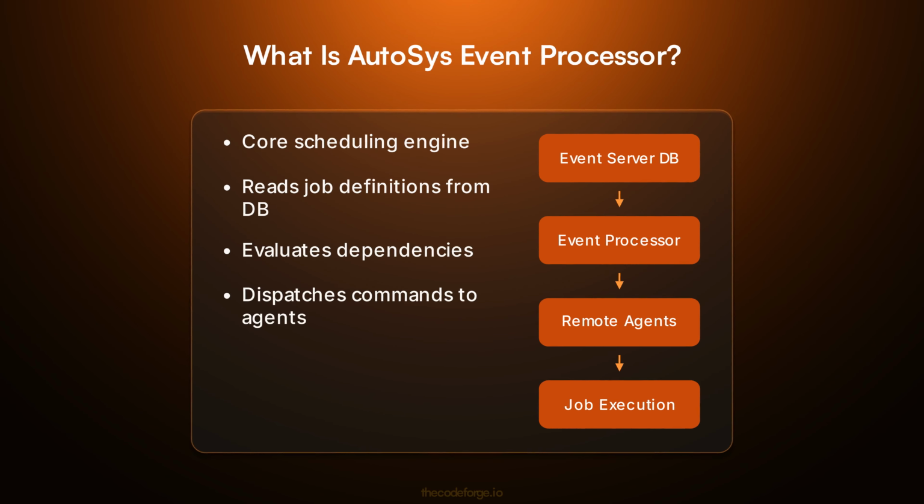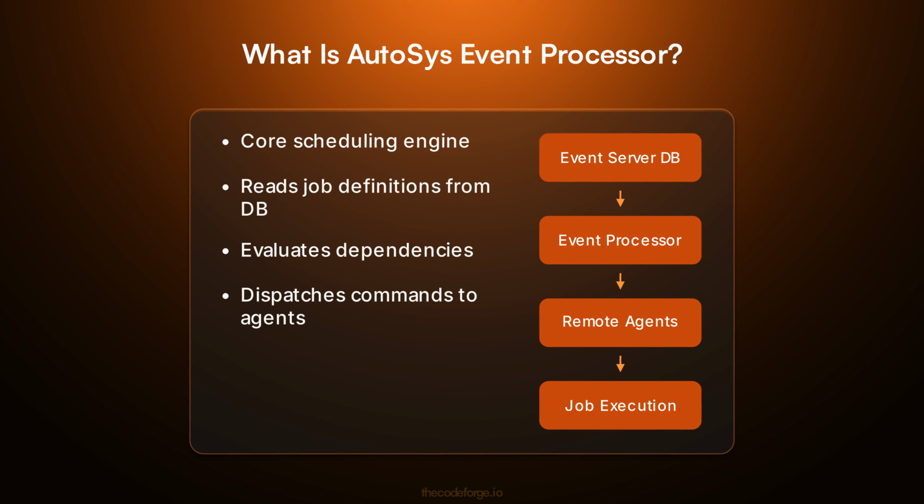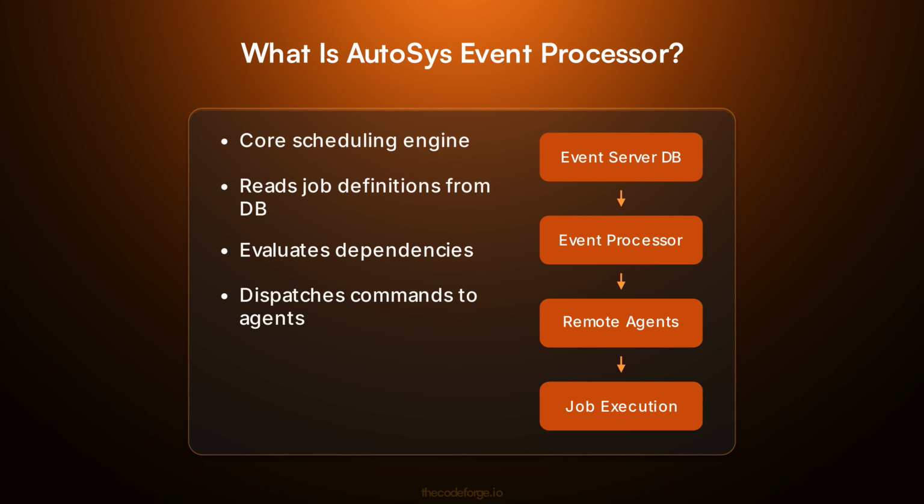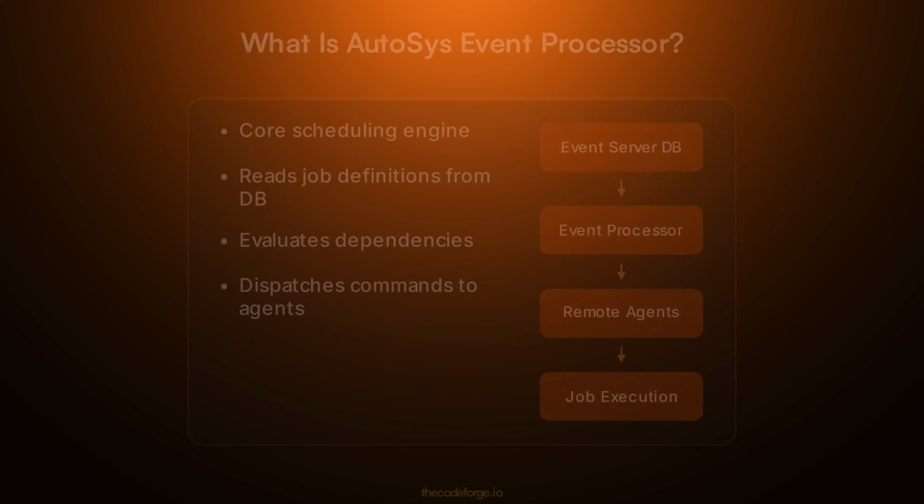The AutoSys Event Server Event Processor is the core scheduling engine. It reads job definitions from the Event Server database, evaluates dependencies, and dispatches commands to remote agents. Think of it as the brain that decides when a job should run, retry, or fail.